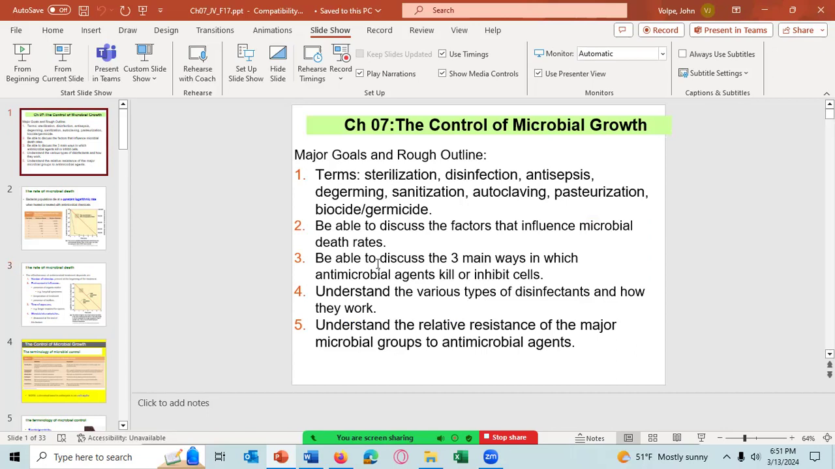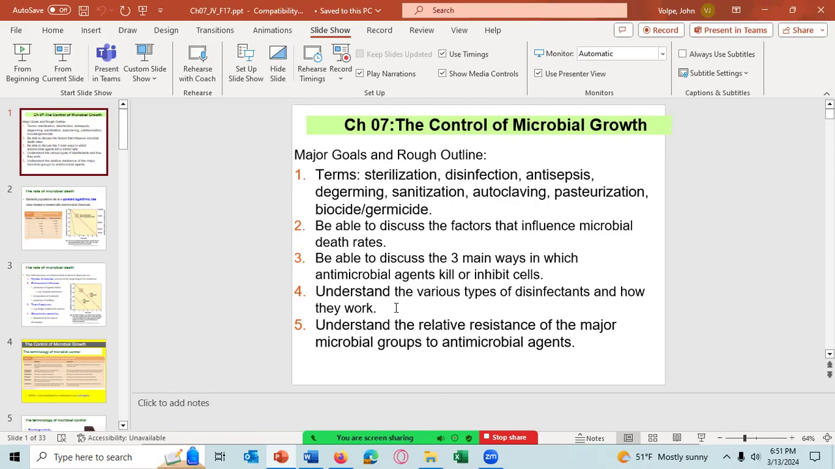Be able to discuss the three main ways in which antimicrobial agents kill or inhibit cells. They can alter the plasma membrane, like put a hole in it. They can denature proteins and enzymes, that'll kill cells. And then they can mutate or damage DNA. Those are the three main ways that antimicrobial agents kill cells.